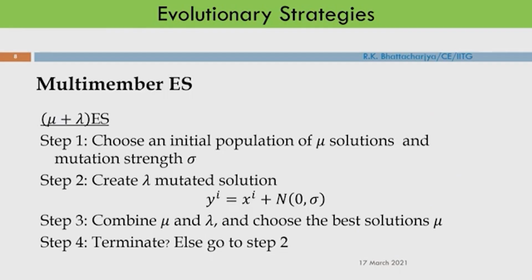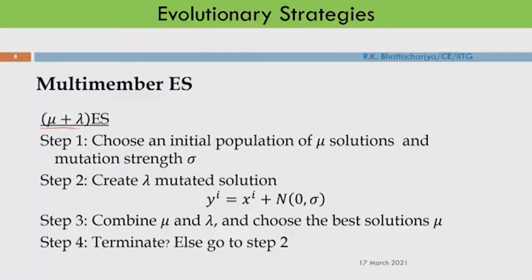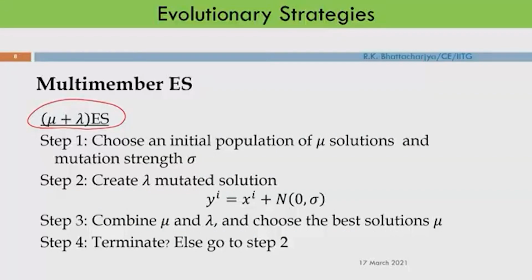Now, let us discuss the multi-member ES. Okay. So, we call it mu plus lambda ES in the earlier one. So, we have 1 plus 1, that means from one parent I am creating another offspring, but in this case what we are doing, we call it mu plus lambda ES. So, let us see the steps of this particular algorithm. Multi-member ES. Step 1: choose an initial population of mu solutions and mutation strength of sigma.